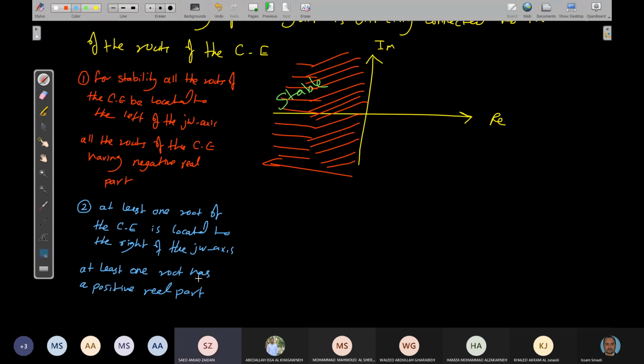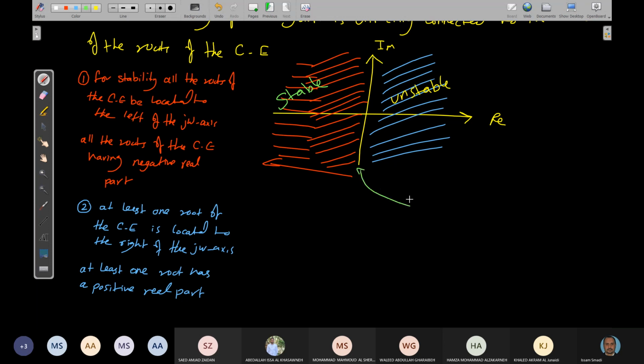Now, what about the critical stable? So this one here is for the unstable system. Now, you know that here I'm having two regions. One is stable and one is unstable. In between, I'm having the j omega axis, the boundary, correct? What about the boundary here? If one root is located on the imaginary axis, it's critical.